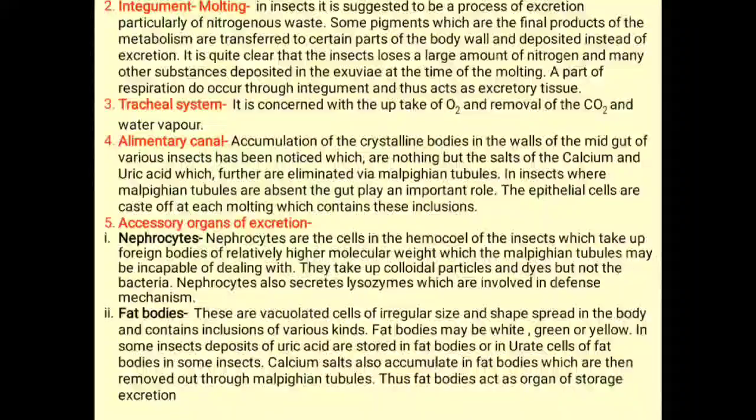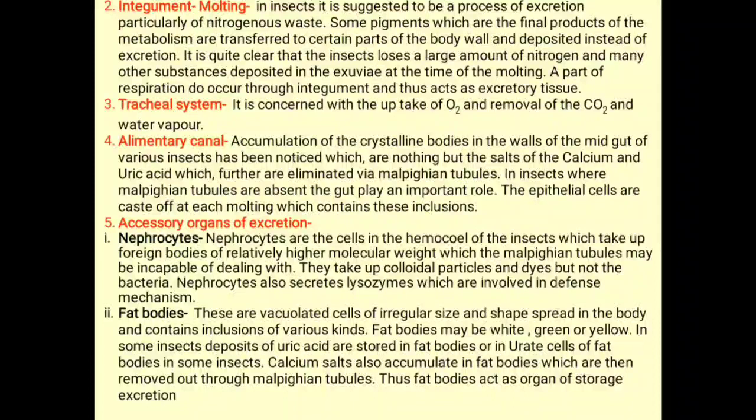Then the tracheal system, as you all know, the intake of oxygen and removal of carbon dioxide is a function of the trachea. So in that case, carbon dioxide and water vapor are removed from the trachea. Alimentary canal: accumulation of crystalline bodies in the wall of the midgut, especially in the epithelial cells, is observed, and those are nothing but salts of calcium and salts of uric acid, which further are eliminated via Malpighian tubules. Now in insects where Malpighian tubules are absent, the gut plays an important role in excretion.